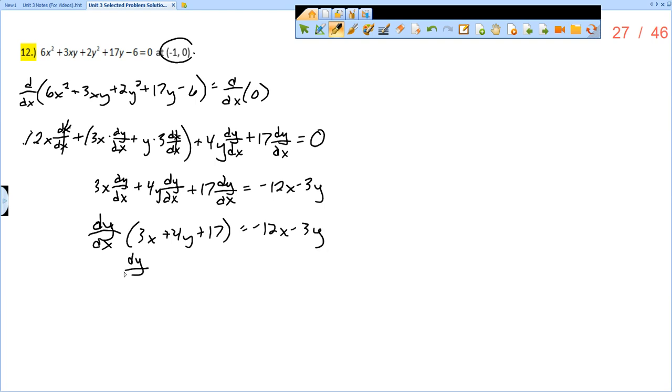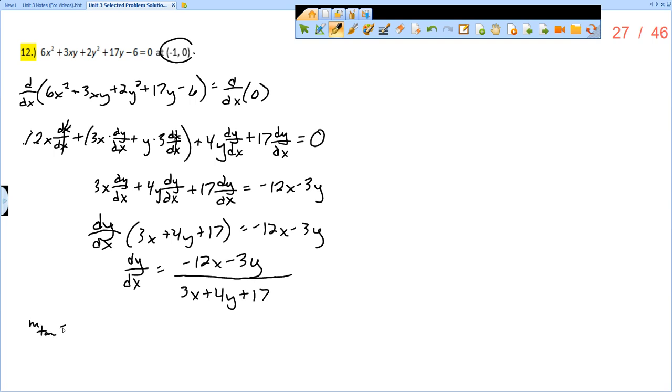So now I'm going to divide. So dy/dx is equal to negative 12x minus 3y, all divided by 3x plus 4y plus 17. All right, so that is the derivative. So now I need the equation of the tangent line and normal line.